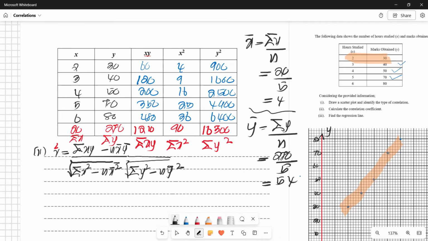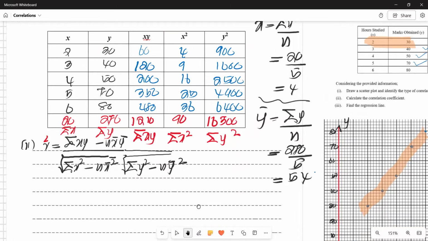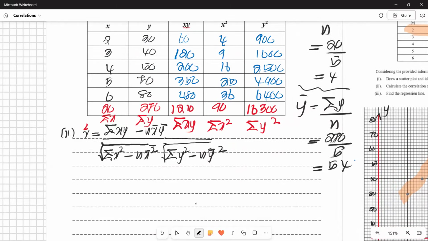Everything, right? But my advice is when you do the calculation, do it part by part. If you do so, the error rate is very low. Right. R: sigma xy is 1210, n is 5, x bar 4, y bar 54.